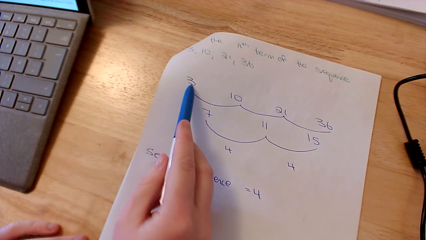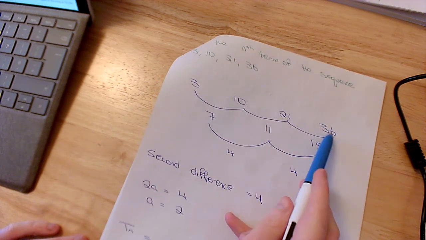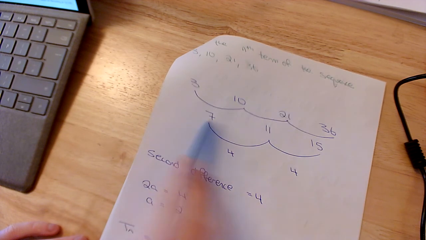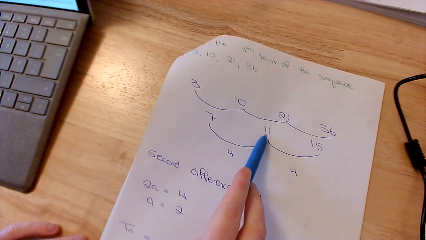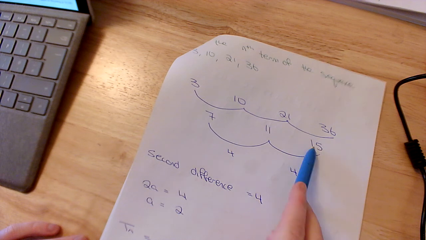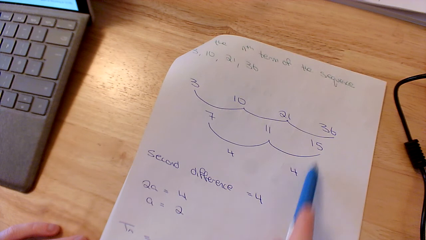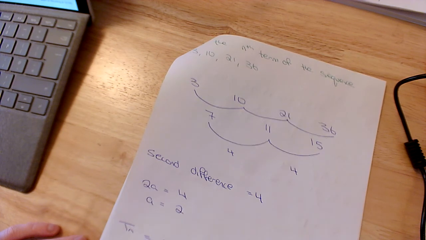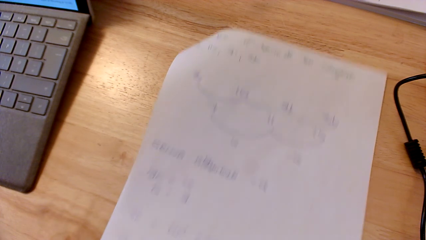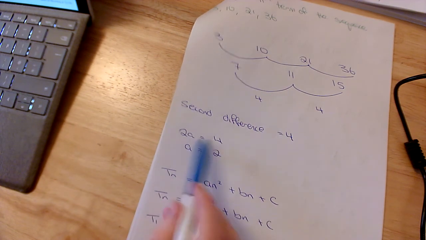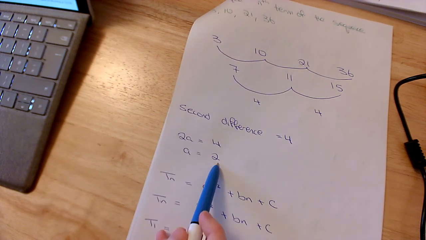So the first thing I do is write out 3, 10, 21, 36. My first difference between 10 and 3 is plus 7. Between 21 take away 10 is plus 11. 36 take away 21 is plus 15. Right? Then I have to get my second difference. Okay, so 11 take away 7 is 4. 15 take away 11 is 4. Okay, so my second difference is 4. And remember, we said that my second difference is equal to 2a. So 2a is equal to 4. a is equal to 2.